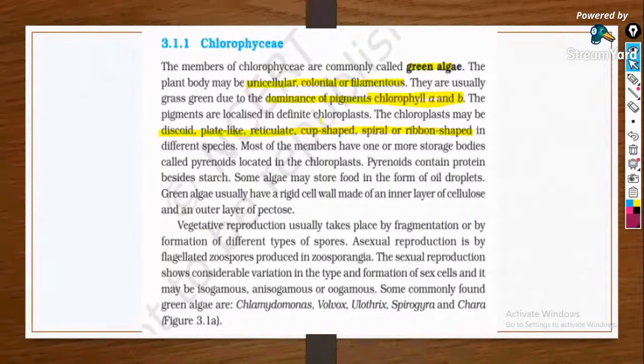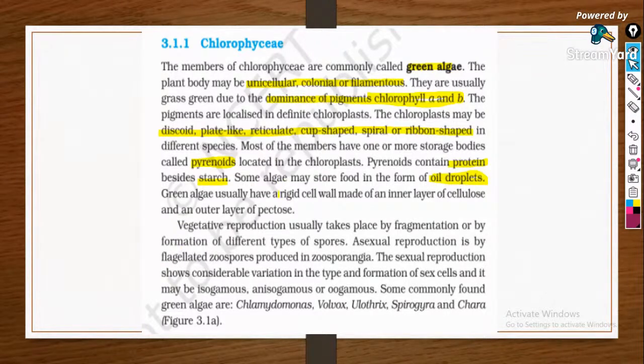Most members have one or more storage bodies called pyrenoids located in the chloroplast. Very important, which I forgot to say: reserve food is in the form of starch, protein, and oil droplets present in structures called pyrenoids. All these are the reserve food material.